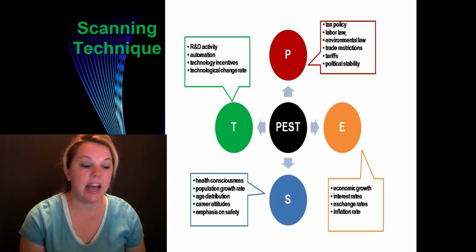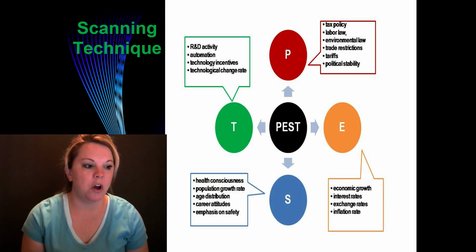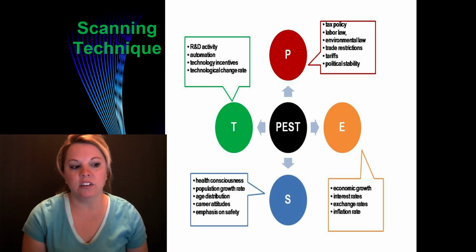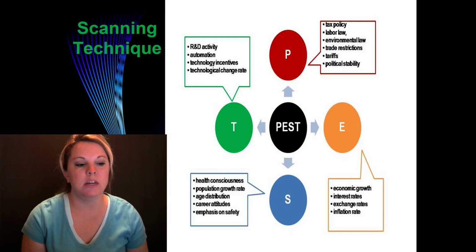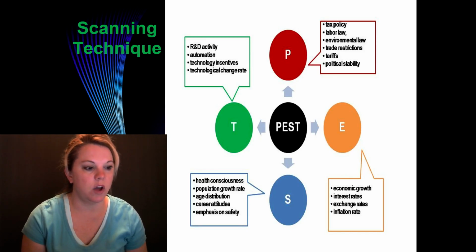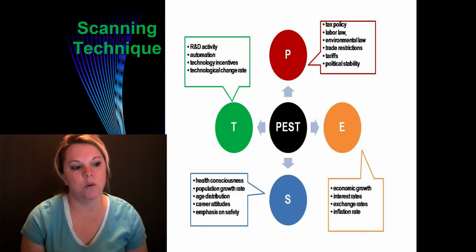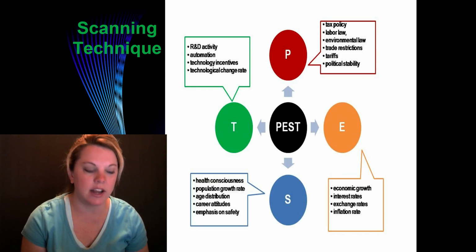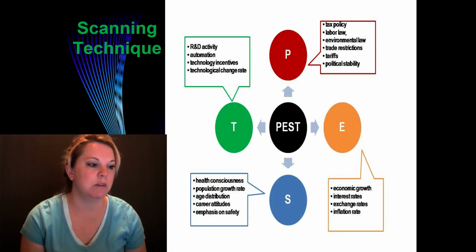As far as the S, that stands for social, and so this would deal with population growth rate. I also noticed that age distribution is mentioned under that category. I know demographics are often used as one of the techniques for the company to get to know the potential target market or customer base. So this particular technique combines social and the demographics.